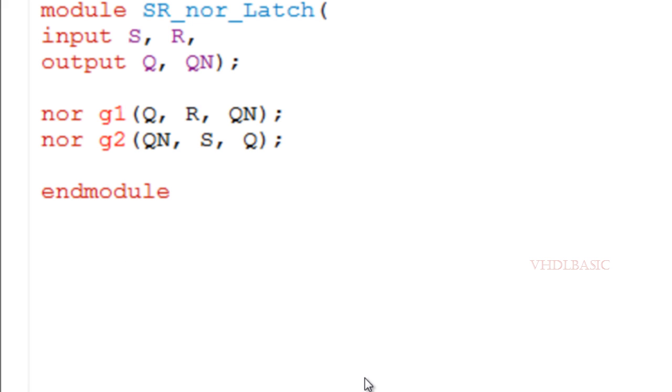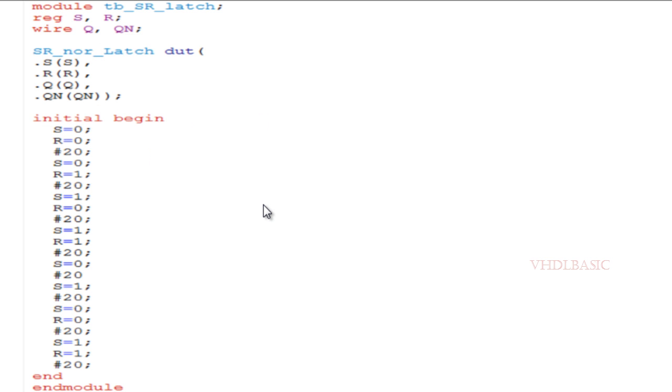Now I am going to show you the test bench for this SR latch. So this is the test bench for SR latch, where I have declared S and R as registers, which are the inputs to the SR latch module, and the outputs of that module, Q and Q bar, I am declaring as wires. Then I am instantiating the SR latch using NOR gate module. Then I am toggling the inputs inside this initial block. Now I will simulate this and I will explain with the waveform.